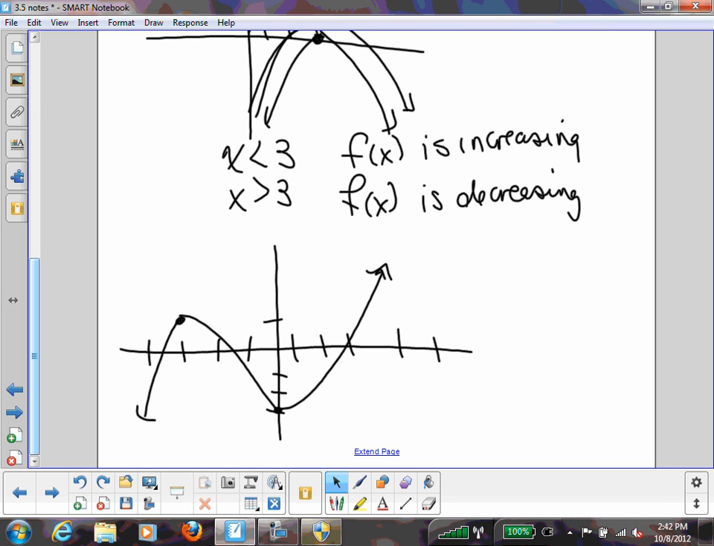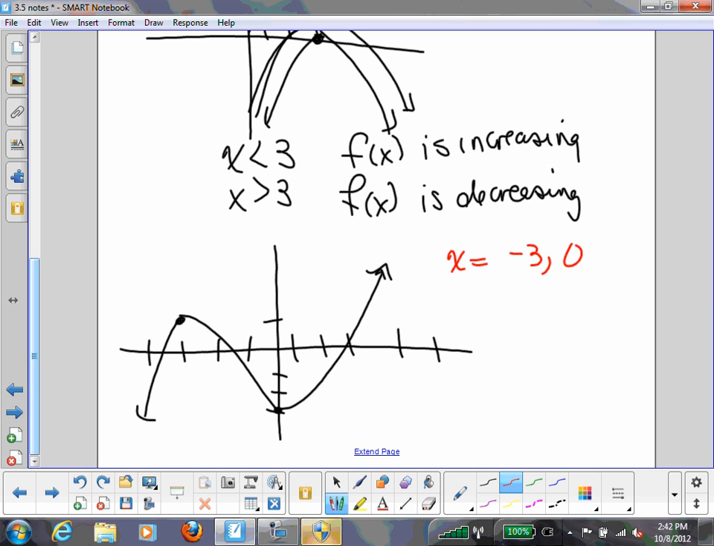Where is our graph turning? Because those are where we start our intervals. At what x values? At negative 3, it turns, right? Oh, at x. Right, it's only the x values. And then when x is 0, it turns, right? Do you agree? And it doesn't turn again. What is it doing over on this side? It's increasing. What's it doing here? Decreasing. What's it doing here? Increasing.